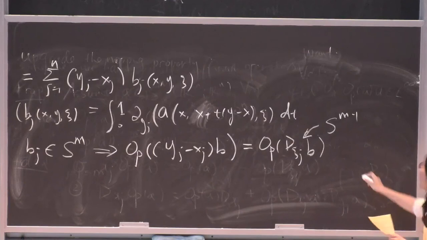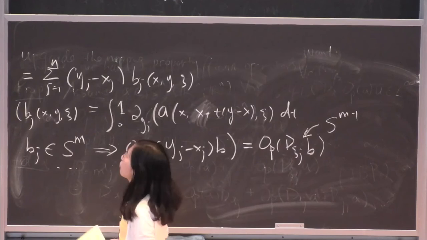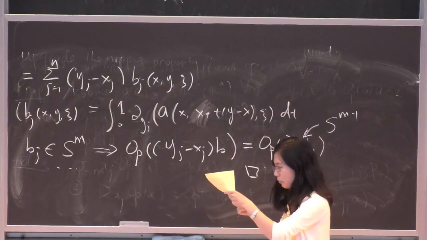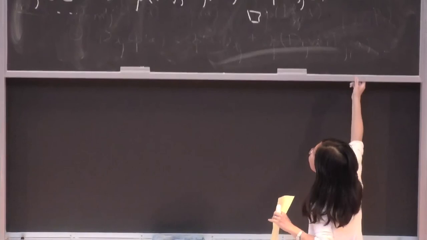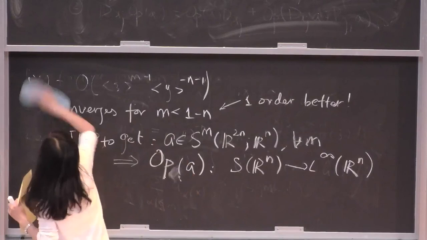I should say that for the full proof, please see Richard Melrose's notes. Let me know I'm done here. I still have 1 minute, so let me introduce the most important notion before everybody disappears. That is the principal symbol.